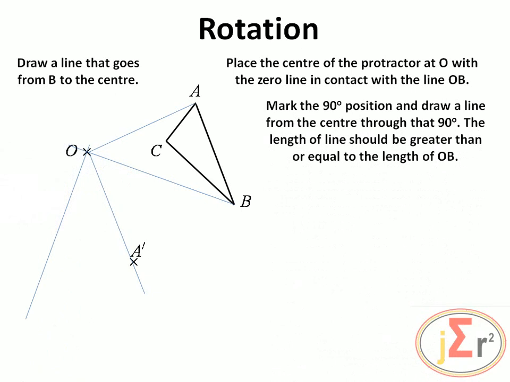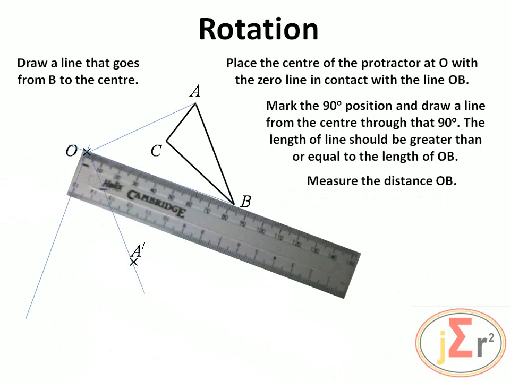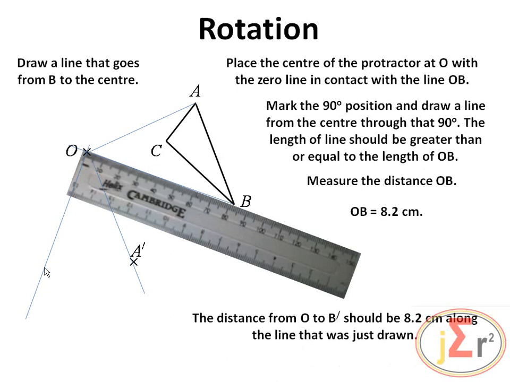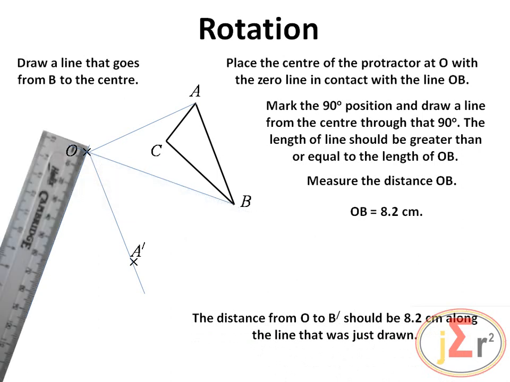Then we are going to use our ruler. So we need to measure the distance OB. Whatever we get, say 8.2 centimeters, we are going to measure 8.2 centimeters from the center of rotation to locate the image of the point B, which we will call B prime. So 8.2 centimeters along that line, and that's our B prime. What are we going to do with the point C?